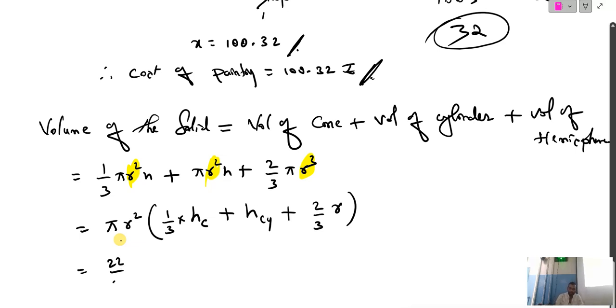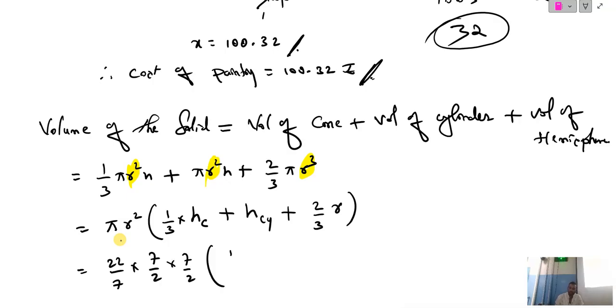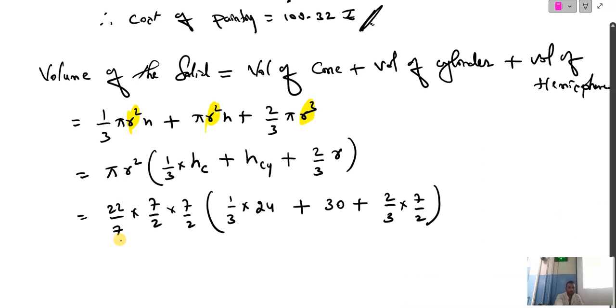Now pi is 22 by 7. Radius is 7 by 2. Since it is r square, 7 by 2 into 7 by 2 into 1 by 3 into, what is the height of cone? What is the height of cone? Check. 24. Height of cone is 24 plus height of cylinder 30 plus 2 by 3 into 7 by 2.